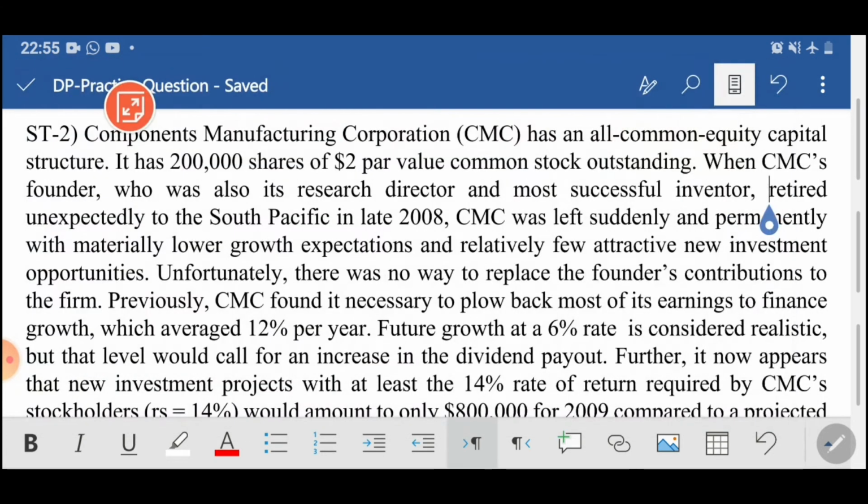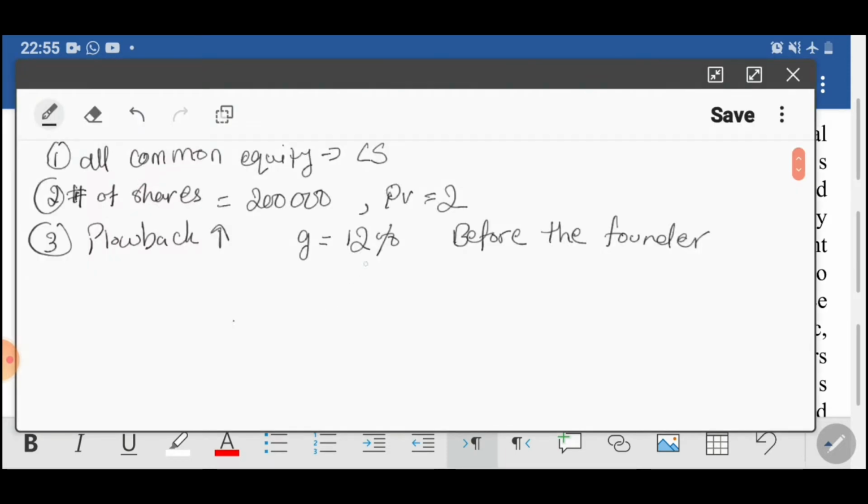Now let's read ahead. Future growth at 6% is considered realistic, but that level would call for an increase in the dividend payout. So in the future, after the founder has left, they expect that they will not be able to sustain the 12% growth rate. Their growth rate will be 6% because they do not have many opportunities. When there are no opportunities, what is the point of reinvesting the money and flowing it back? It's better to pay out more over here. If they are paying out more, there will be less money for reinvestment and they will flow back less. So this is the situation after the founder has left.